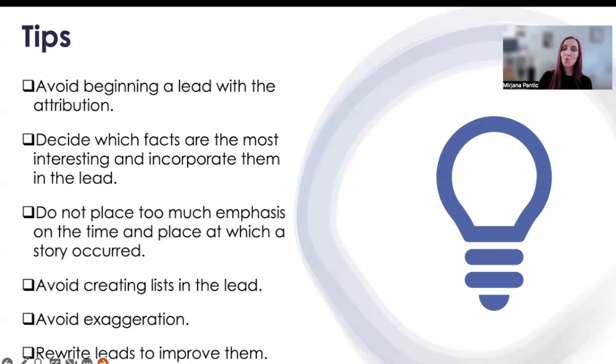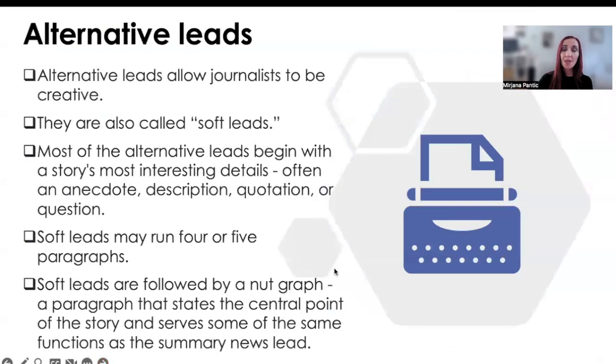This is especially important for a story lead. Now, aside from summary leads, there are also alternative leads. They're very different. So they basically let journalists be creative, and we call these leads also soft leads. Most of the alternative leads begin with the story's most interesting details, such as an anecdote, a description, quotation, or even a question.